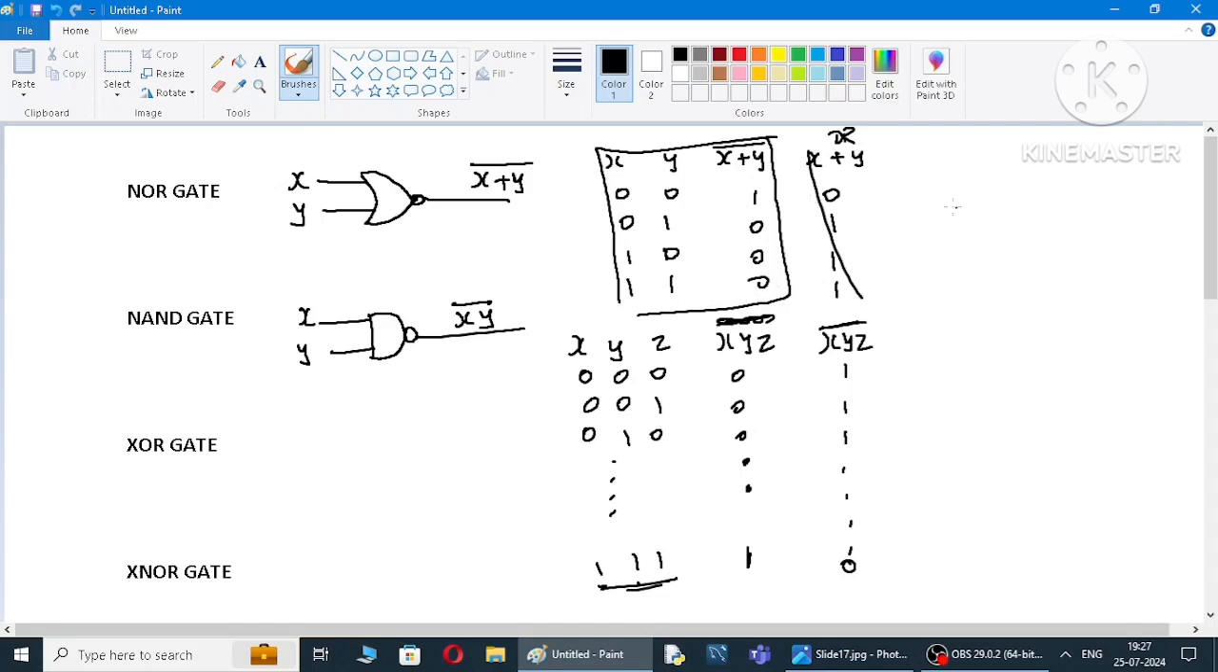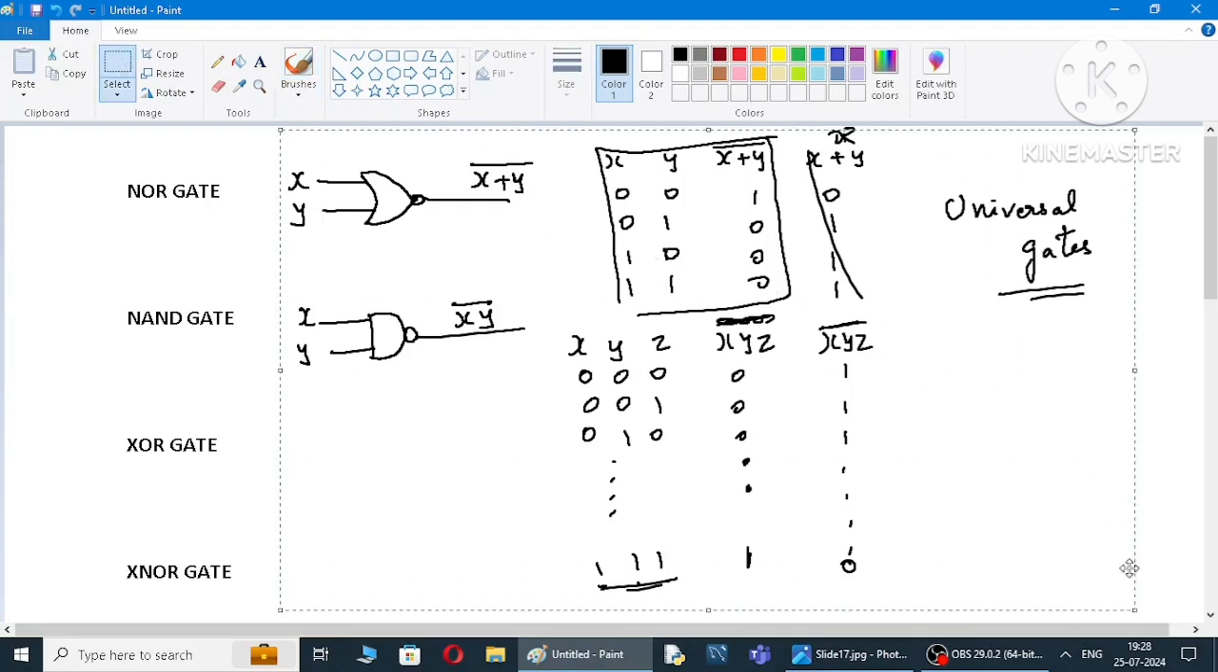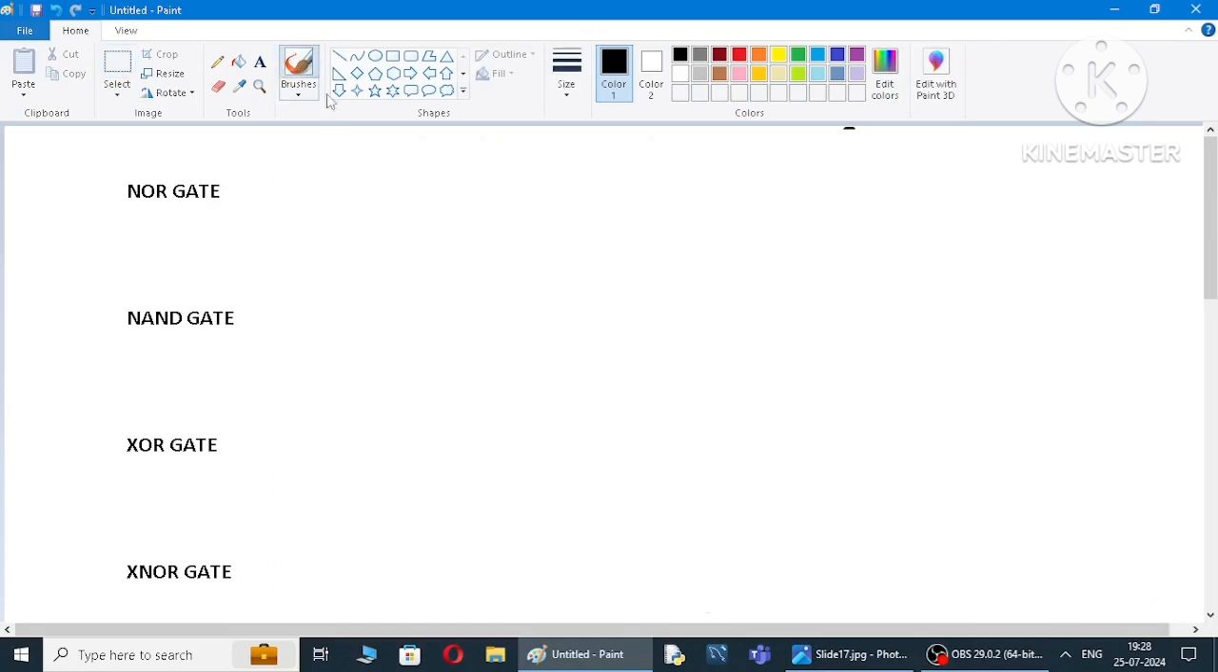One more thing, NOR and NAND gates are called universal gates. Why? Because in the absence of a logic gate like AND or OR, you can use NOR and NAND. Any kind of circuit can be constructed using only NOR and NAND. So they can be a replacement for any kind of logic circuit. That's why they are called universal gates. Next, we'll see what XOR and XNOR gates are.